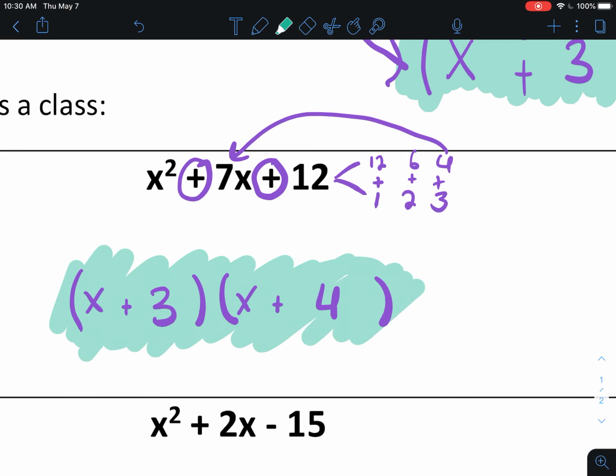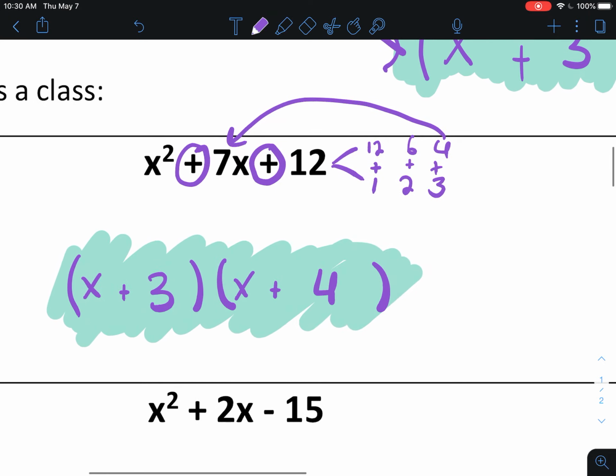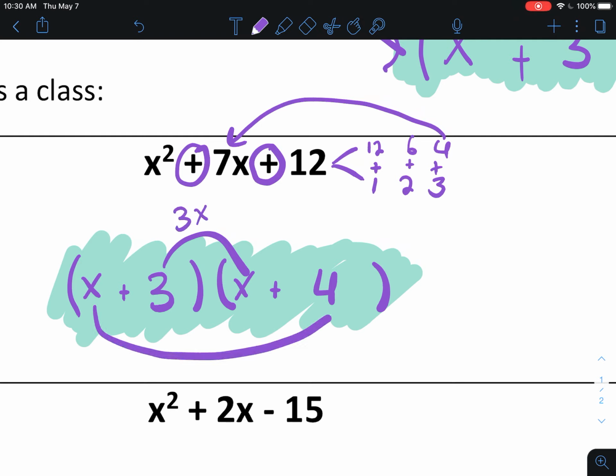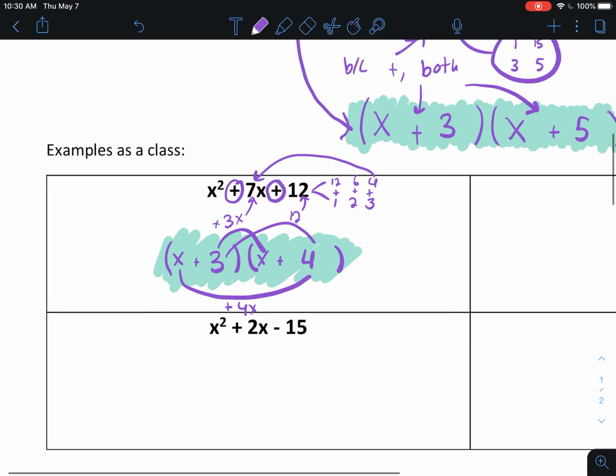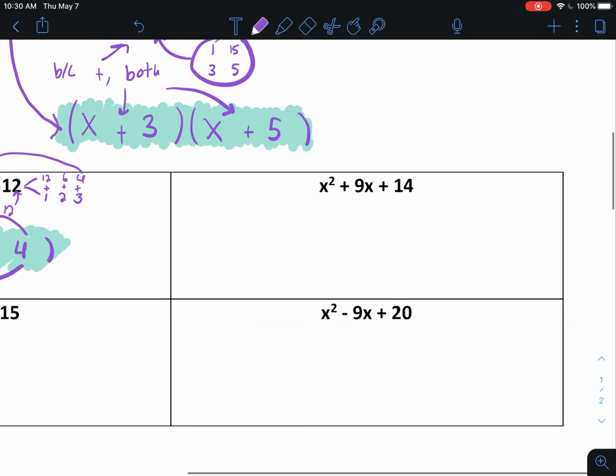A good way to just check your solution real fast, guys, is to do this. 3x, 4x. If we would add those two things together, that would give us 7x. And then 3 times 4 is 12. Okay, so those are quick ways to check your solutions.